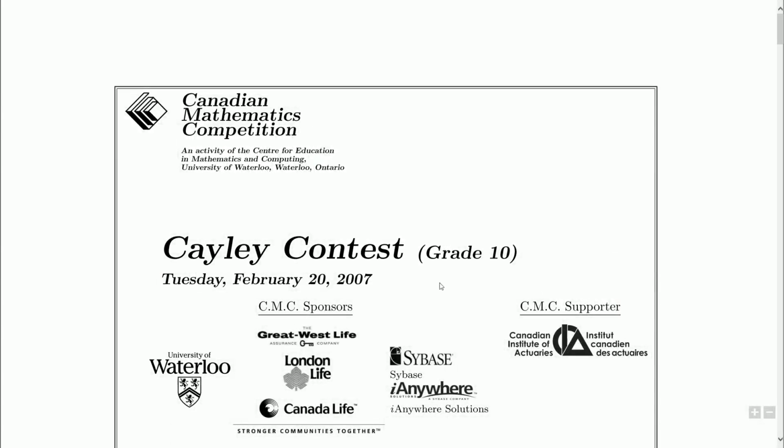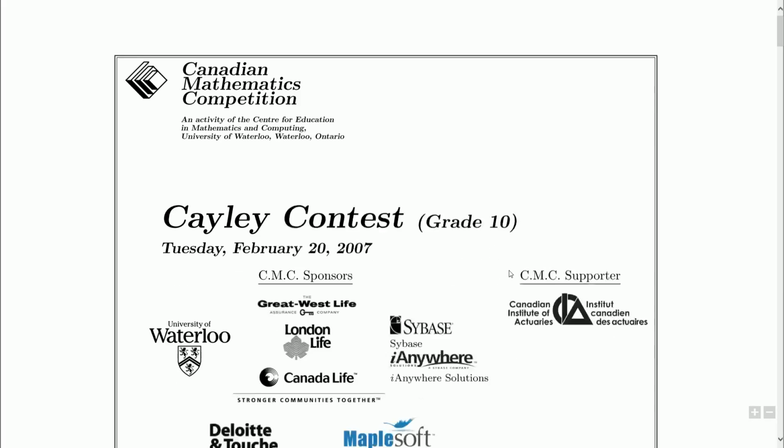So as I say, it's the 2007 paper, the Cayley contest. It's for grade 10 students. You can write it if you're younger, but grade 10 is the cutoff. Okay, and it's generally encouraged not to write above your grade level just because there are some things you might not have been taught yet. That said, if you've learned things like the equations of lines and trigonometry on your own, go ahead and try the other contests and even write them if your school offers them.